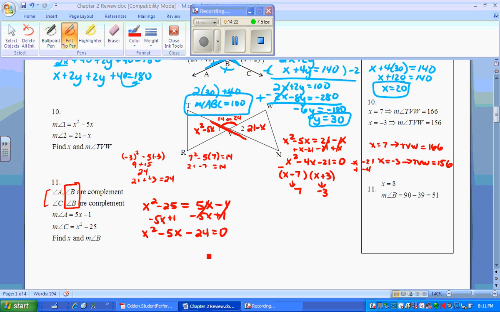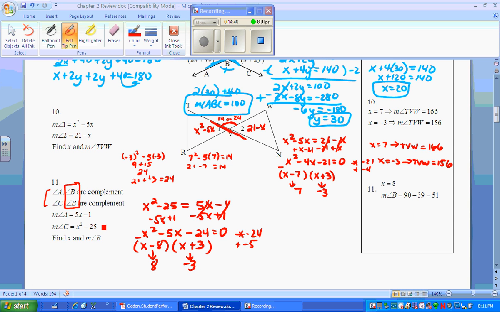This is what we need to factor. Leading coefficient of 1, great. So we got x and x. Multiply here, so it multiplies to negative 24, but adds to negative 5. Think of the two numbers, negative 8 and positive 3. So this answer is 8. This answer is negative 3.